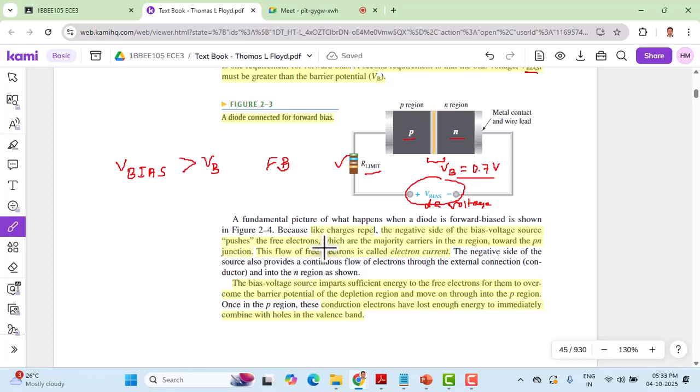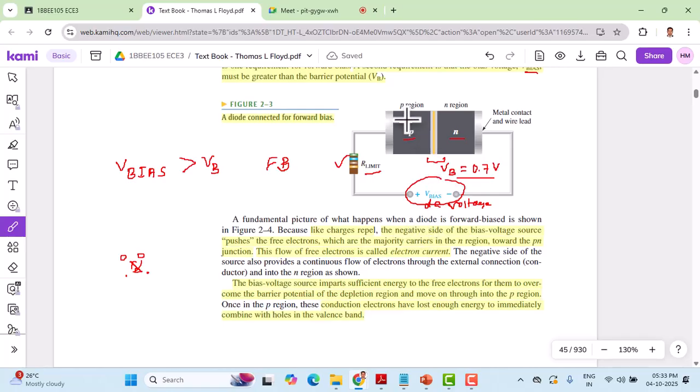We know that like charges repel each other. There are two types of charges, holes and electrons. Holes repel each other, and electrons repel each other. But there are chances of attraction of an electron to a hole and a hole to an electron. Unlike charges attract, like charges repel each other.